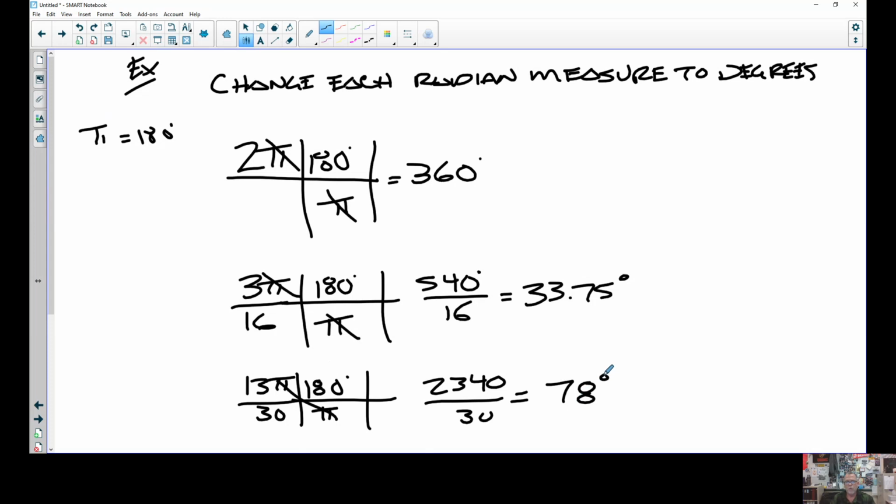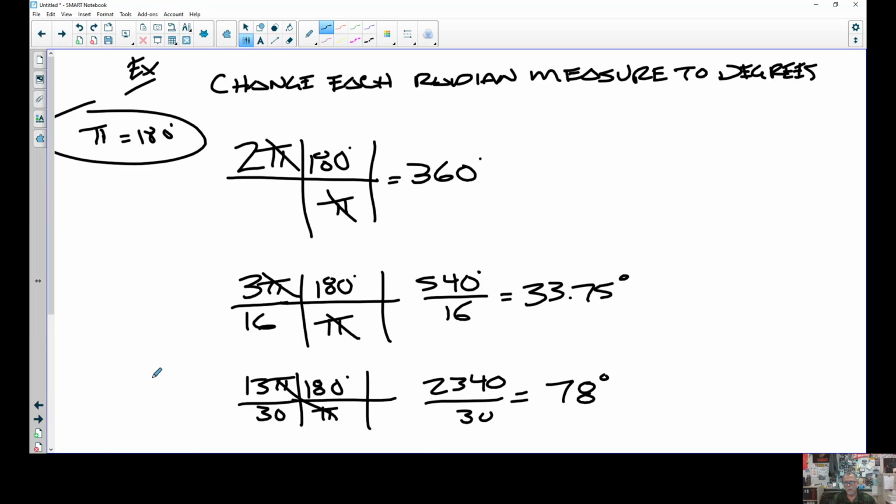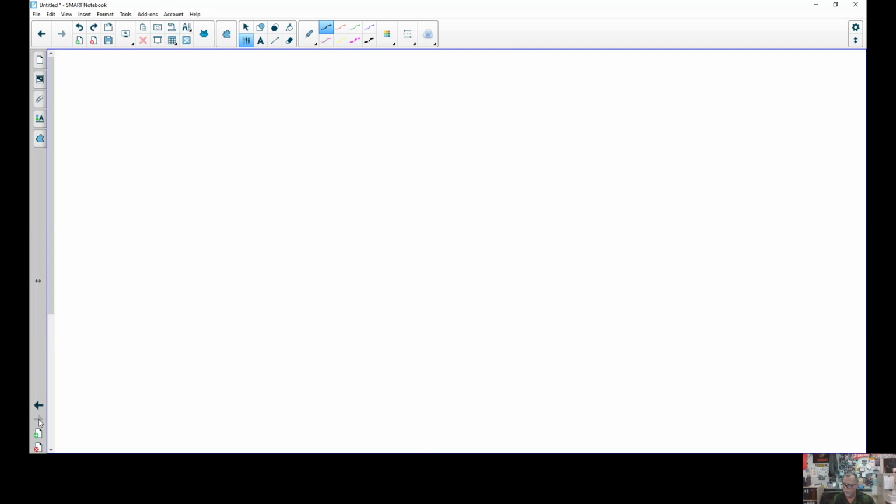All right, so again, just using this idea that pi equals 180. And you just have to know how dimensional analysis works to know whether you do 180 over pi, or like in the previous example, you do pi over 180. Again, not something to memorize, just know your dimensional analysis and you'll know which direction it has to go.